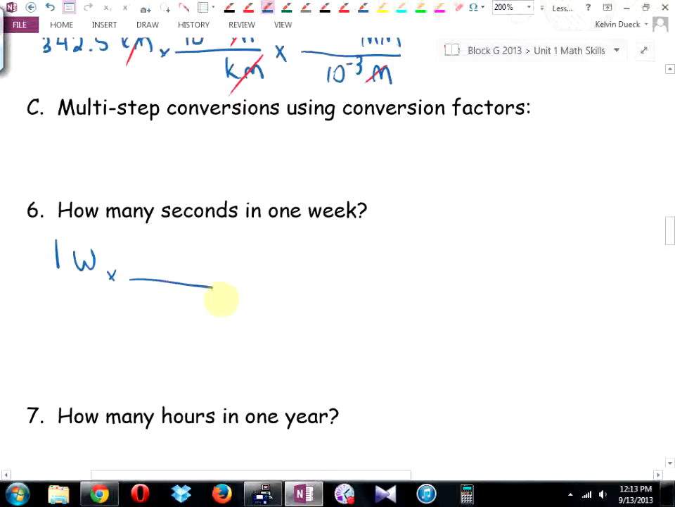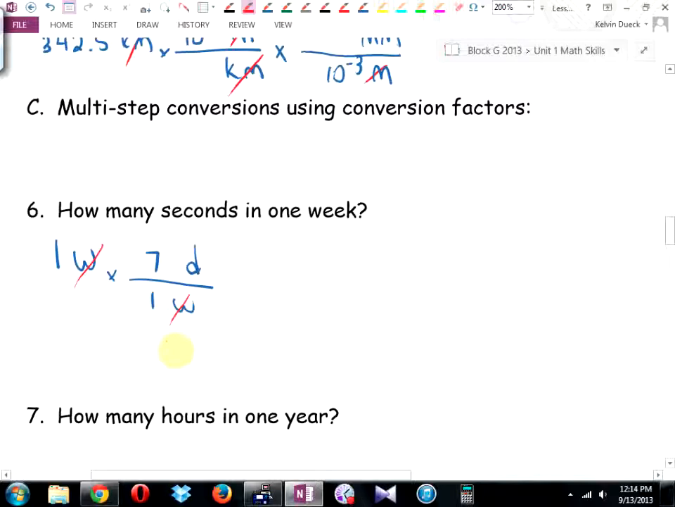What's going to go on the bottom? Weeks or days? I want weeks to cancel. I want days to stick around. How many days is how many weeks? I guess a 7 goes there and a 1 goes there. And can you see, Jeff, the W cancels, and this is now in days.